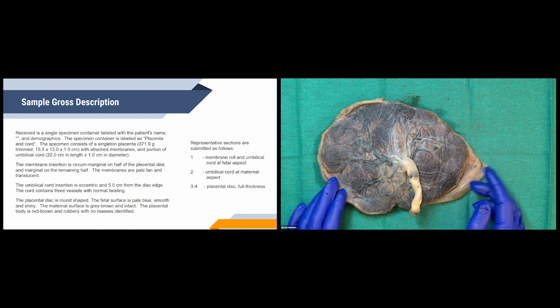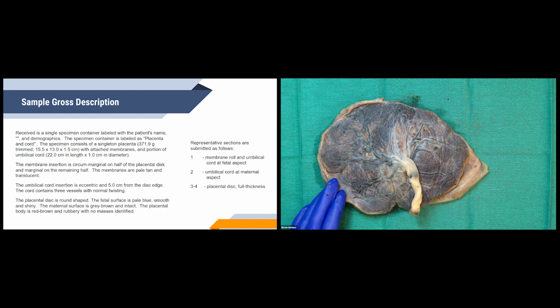And then for this example, I went on to talk about the membrane insertion. This one was circummarginate on half the placental disc and then marginal for the remaining half. So if you have some sort of insertion that's different than marginal, it's important to indicate how much of the placental disc is involved with that abnormal insertion. And then I'd also say that the membranes are pale tan and translucent.